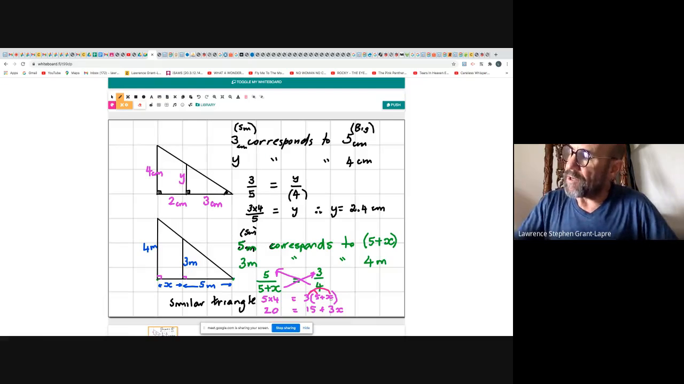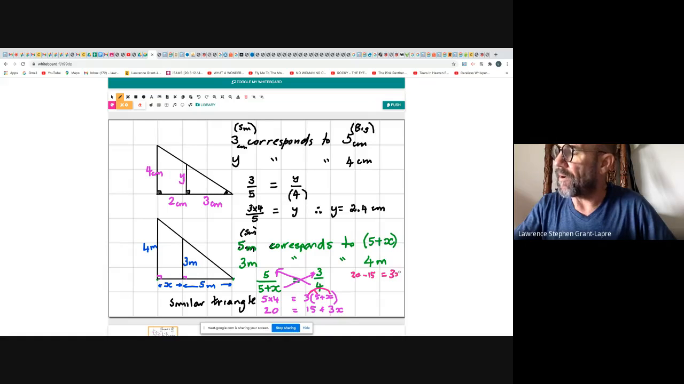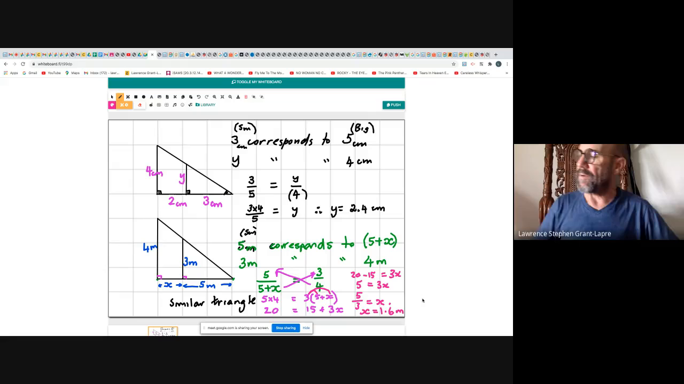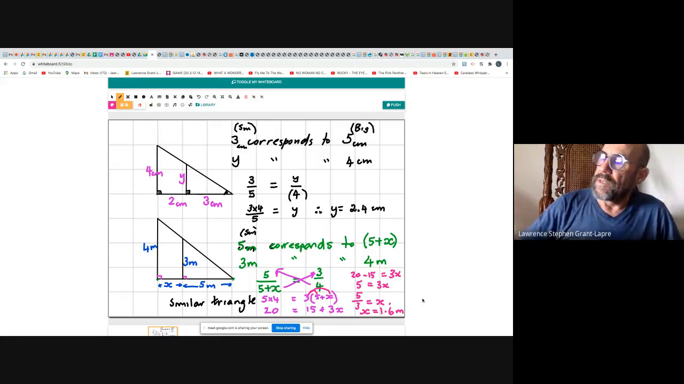Now I'll take the 5 across to be a minus, so that's 20 minus 15 equals 3x, so that's 5. And finally, take that times 3 to be divided by 3. 5 divided by 3 is x. So x equals 1 2/3. Therefore, x equals 1.6 recurring meters. Okay. So I hope this has helped.